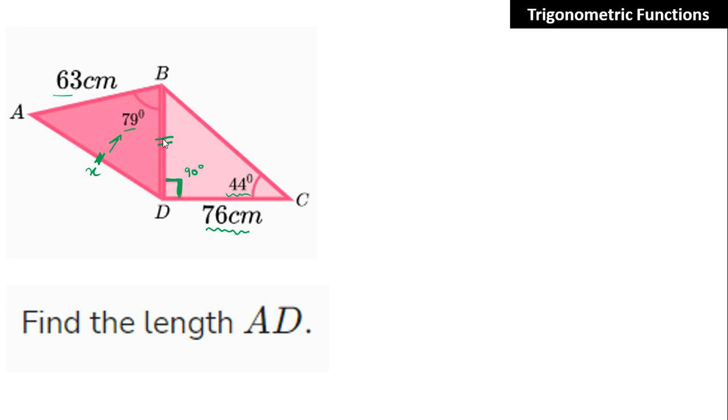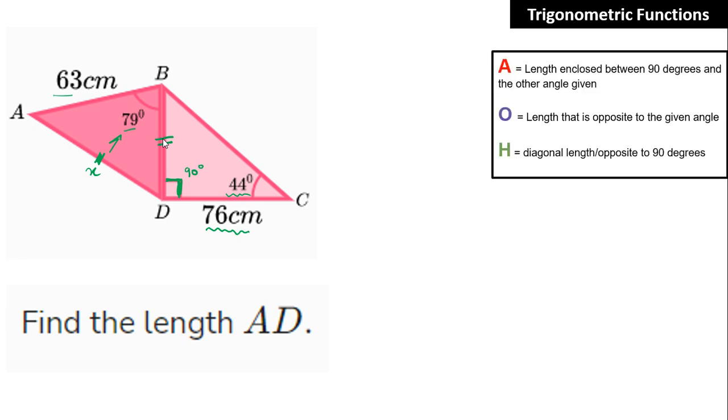And what are my trigonometric functions? It's sine, cos, tan. And how do I use it? I gotta figure out what my A, O, and H are. So how do I figure that out? A is always the length enclosed between 90 degrees and the angle given. As you can see, here's my 90 degrees, here's my 44 degrees, and the length enclosed between that is 76. And then my opposite, or my O, is the length that is opposite to the given angle, that is the 44 degrees, the length right opposite to that. That's my BD. It's unknown, but anyway, I gotta find it. So this is my O. And H is always the diagonal length, or the one opposite to 90 degrees, and it's this one, the BC, but I don't really need it, so I don't care about it.